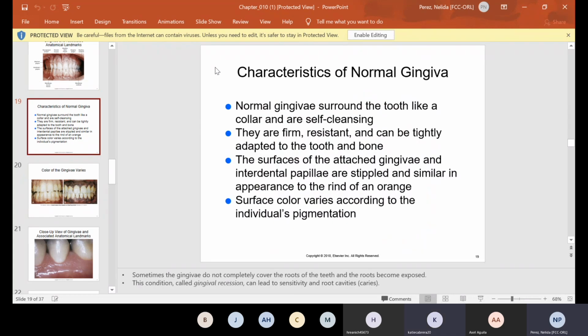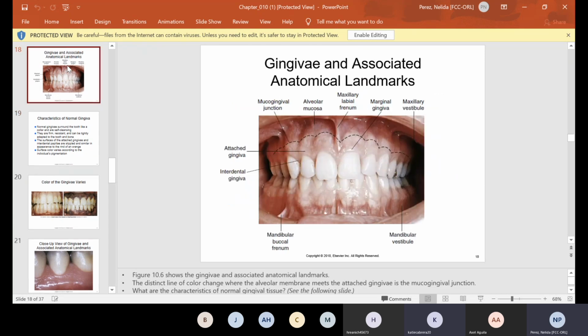Yes, I'm listening. Why is it that some teeth are yellow and other teeth have another color?